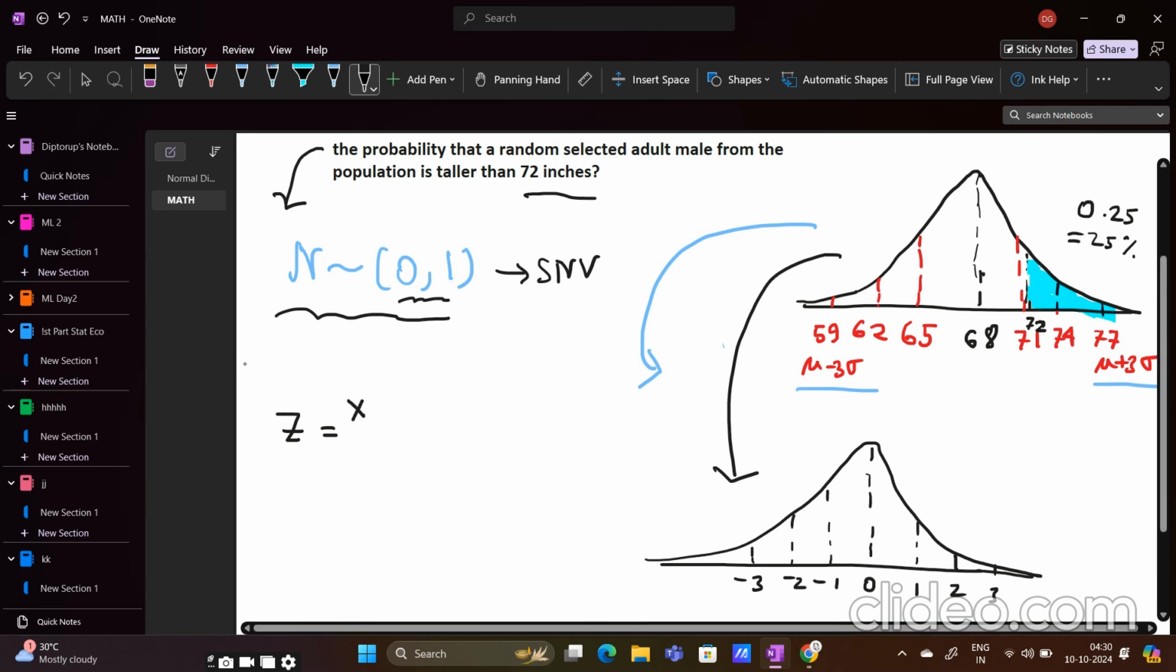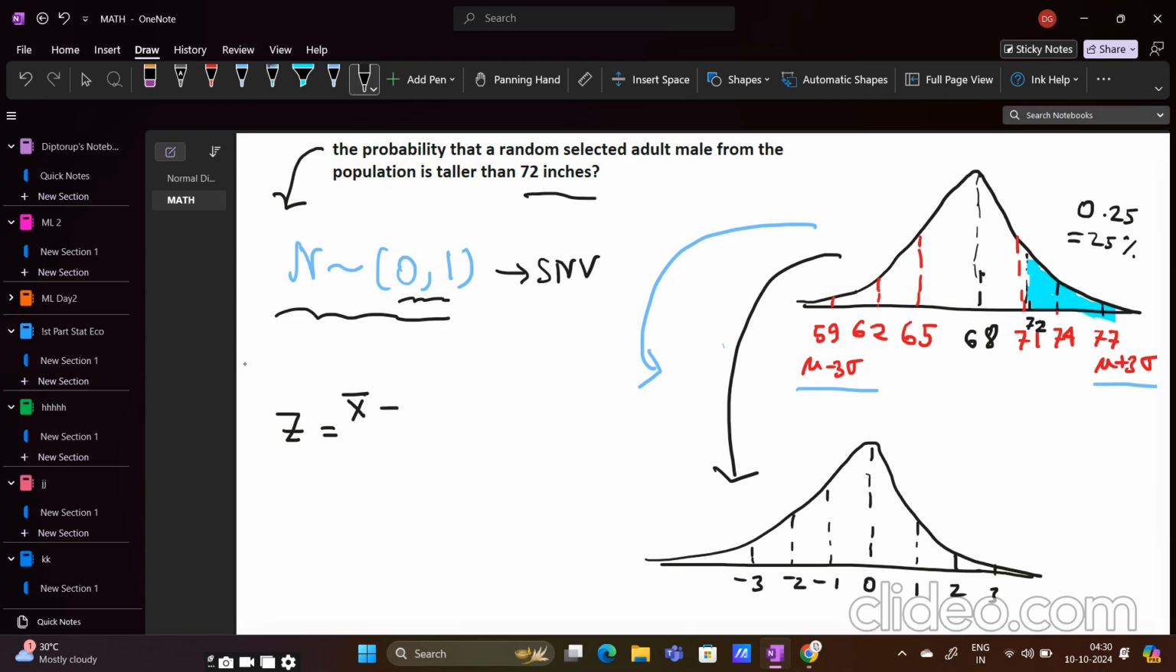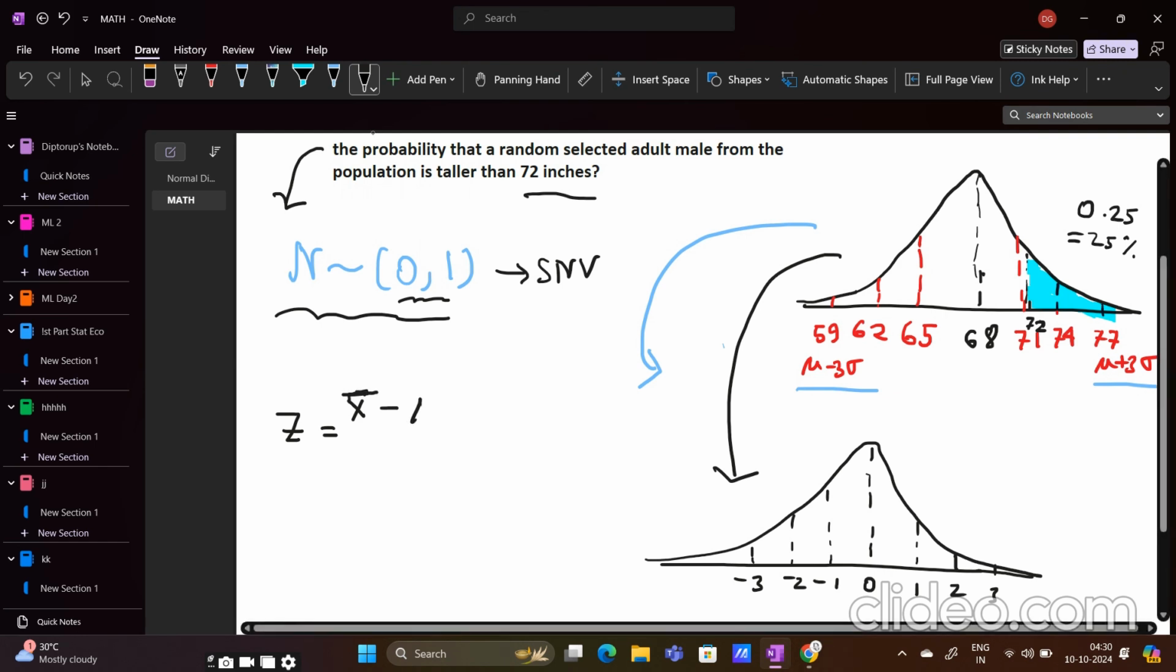The formula is x minus mu, divided by sigma. If you apply this formula, any data point of a normal distribution you can convert into a standard normal variate.